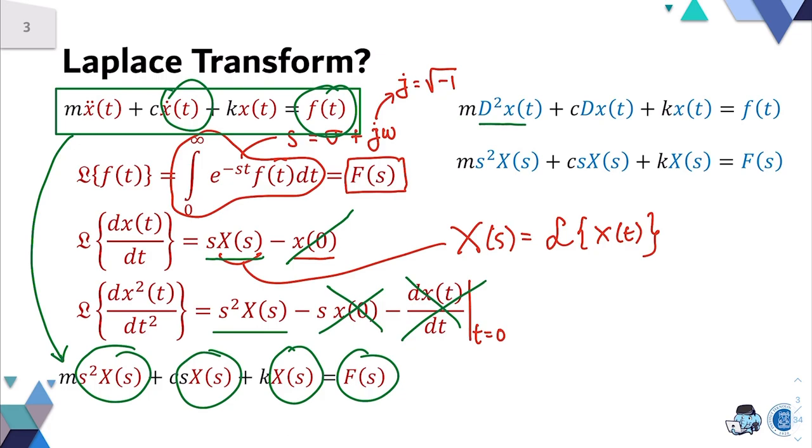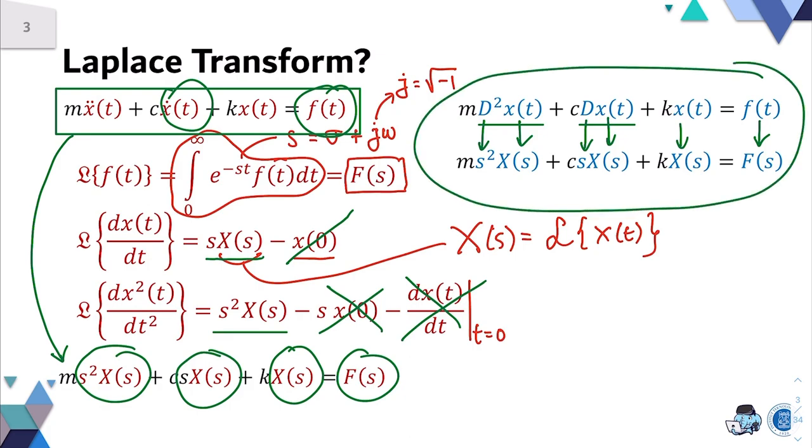D squared for the second derivative, d for the first derivative of x(t). All you need to do is just replace the d by s. So d squared becomes s squared, d becomes s, x(t) will be X(s), and f(t) will be F(s). Okay, so this is the shortcut for students who haven't got an explanation regarding Laplace transform in the class.